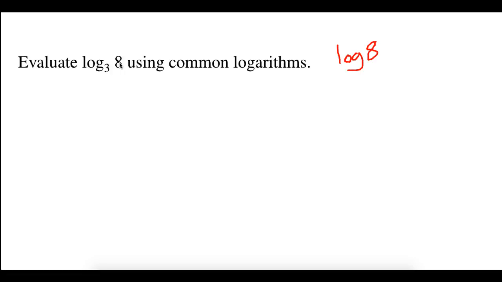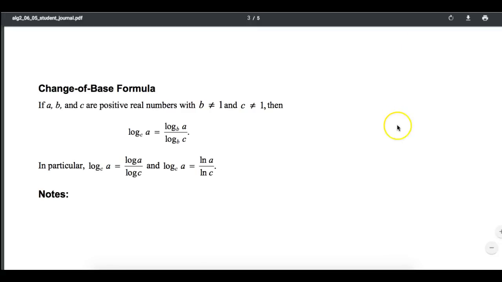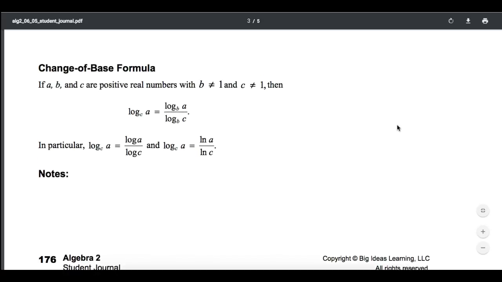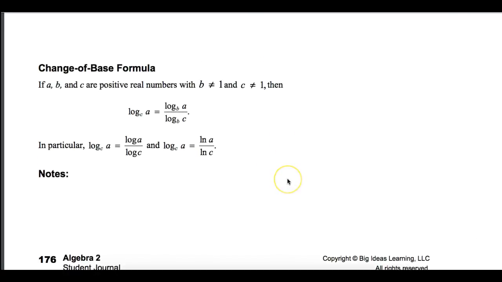So what we have is this formula. It's in the journal, again on page 176. It's called the change of base formula. And what this change of base simply allows us to do is take a log and turn it into an expression of logs with a different base. So you see right here, this is our formula. Log base c of a is equal to the log base b of a divided by the log base b of c. Now, the only rules here are that c cannot equal 1 and b cannot equal 1.